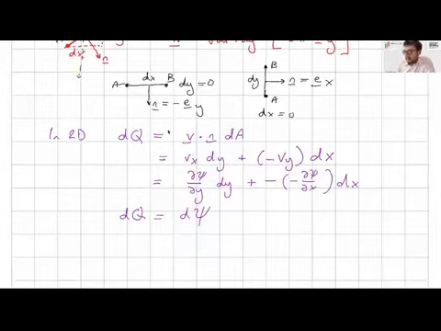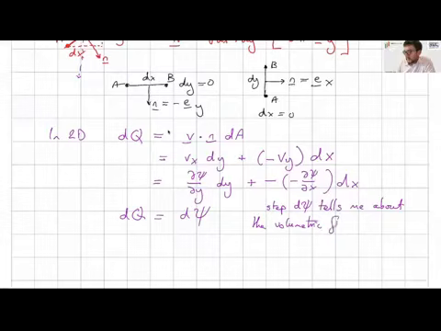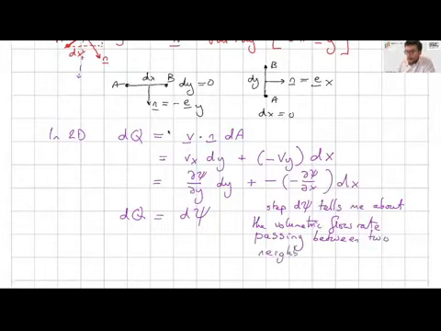In other words, the size or the step d psi tells me about the volumetric flow rate passing between 2 neighboring streamlines.